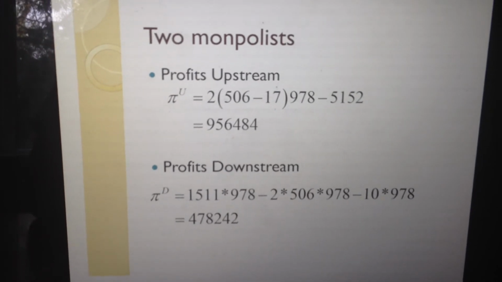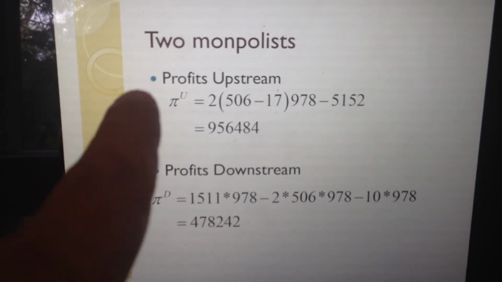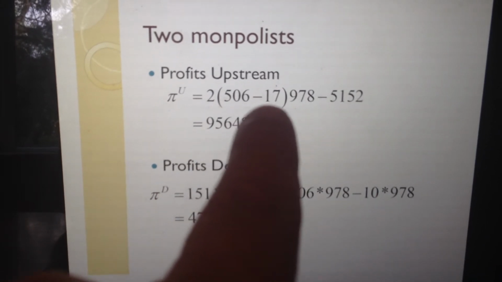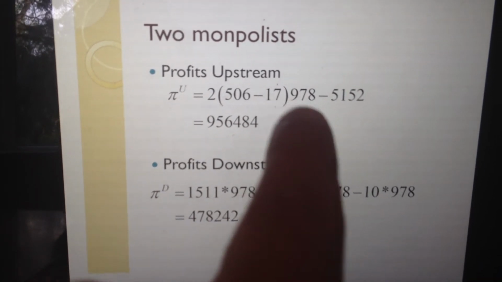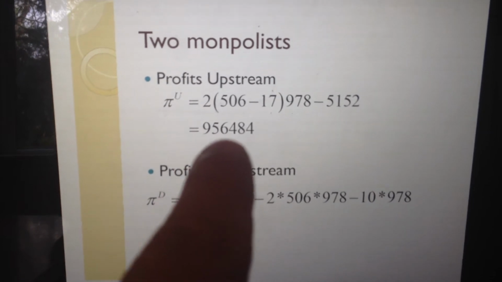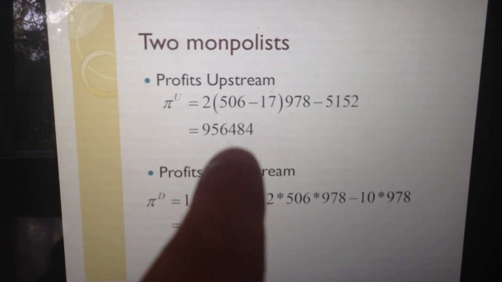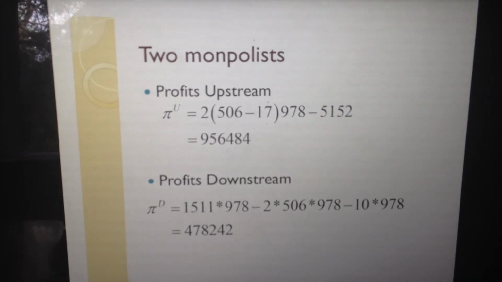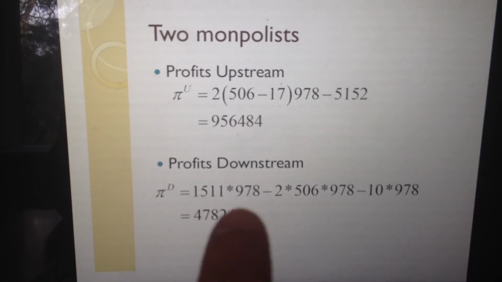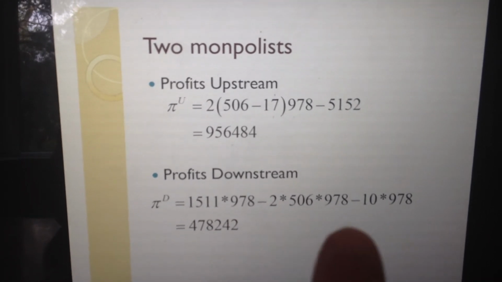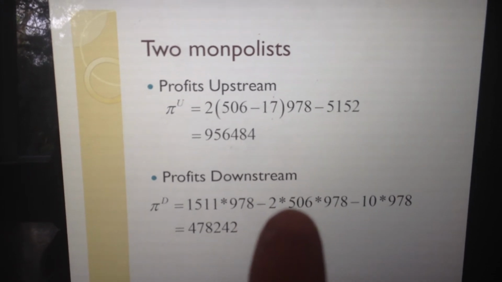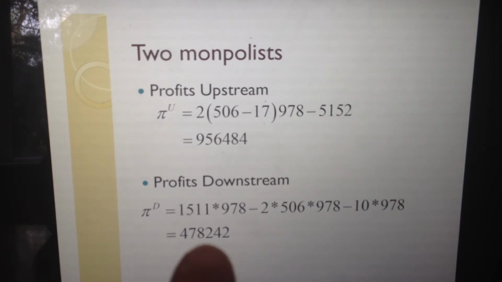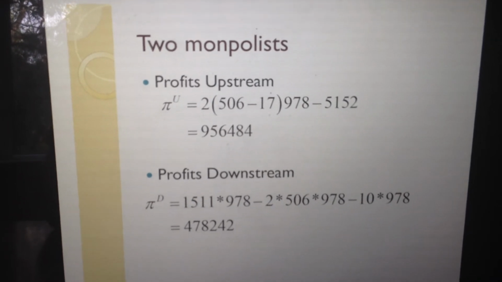Now we can go and plug those into our profits. So what's the profit for the upstream guy? 2 times the price of potatoes minus the cost of potatoes times the number of chips that get sold minus your fixed costs, and you come up with 956,484. What's the profit of the downstream firm, the guy over in the UK? It's the price of chips times the number of chips minus what they spend on potatoes, 2 times the price of potatoes times the number of chips minus what they spend on cooking oil, so you get 478,242.